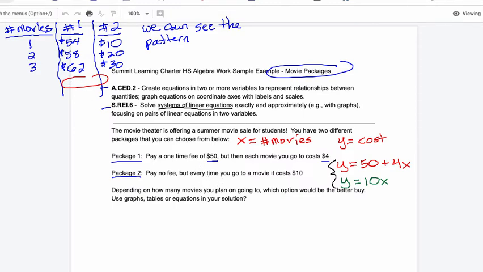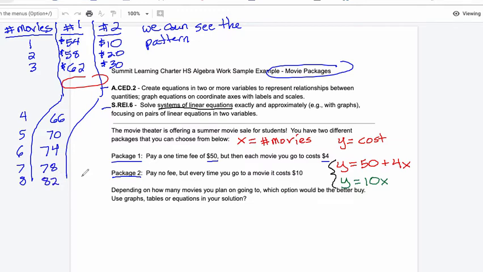So let's go back to my chart here. I'm going to have to kind of wind around a little bit to make it fit on the side. So let's do 4, 5, 6, 7, and 8 movies. I already know the pattern. The pattern for option 1 is to add 4 over and over again. So it's going to be 62. This is going to turn into $66, $70, $74, $78, and $82. Okay, so 8 movies cost $82 for package 1.